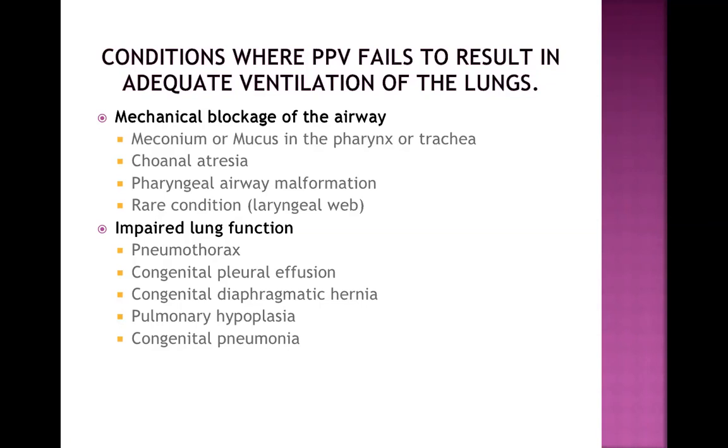It is collapsing the lung. Congenital pleural effusion, same type of mechanism. But in this case, there is fluid now, and that fluid is collapsing or compressing the lung. Congenital diaphragmatic hernia: some of the intra-abdominal organs like stomach and intestine are herniated up into the thoracic cavity.